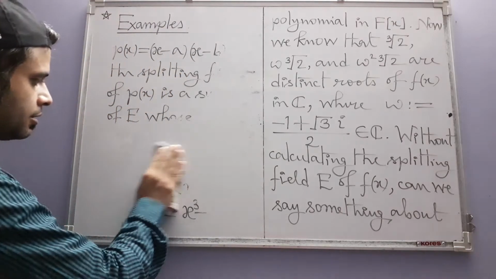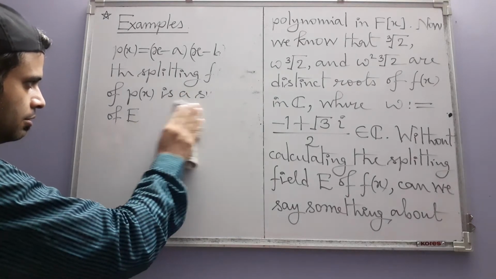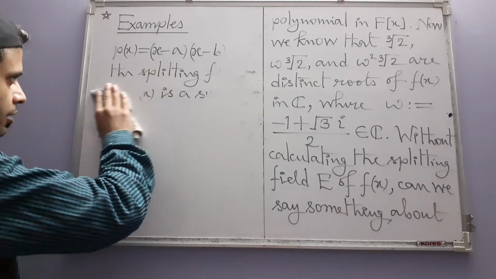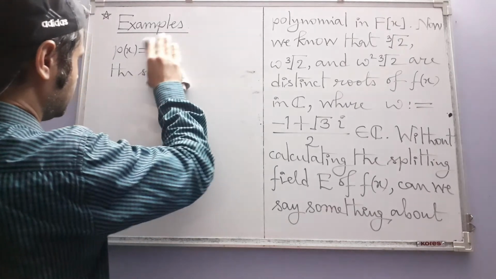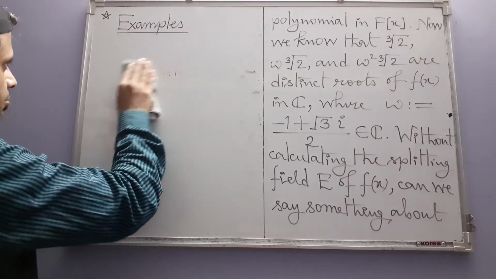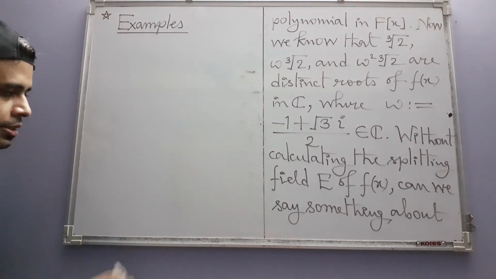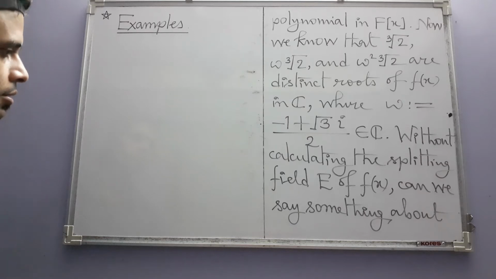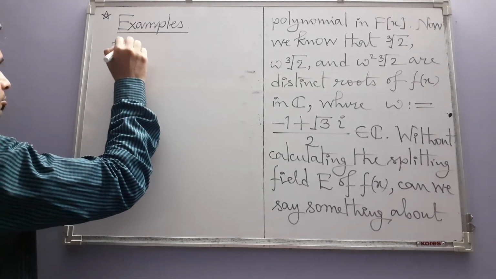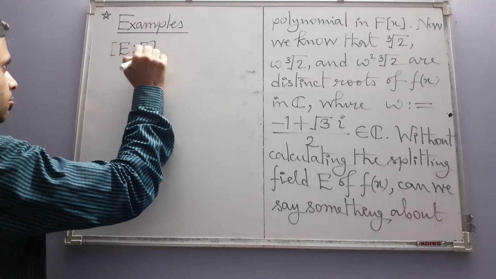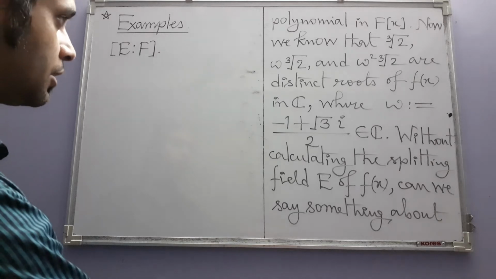Note one thing: the splitting field cannot be the real line, the field of real numbers, because already complex roots are there which are non-real. So it has to be something different. So we make one observation here.